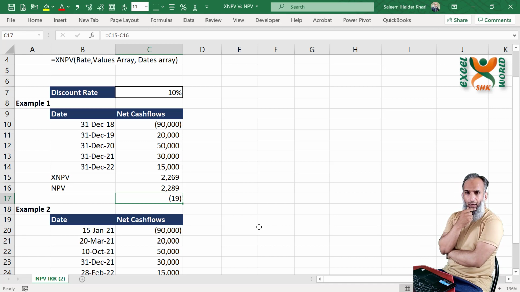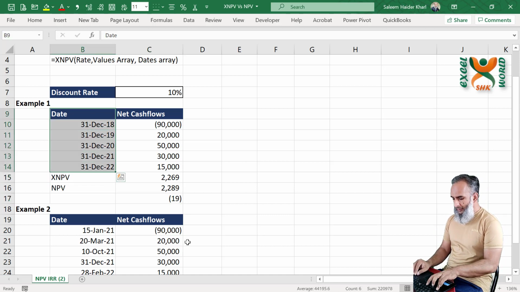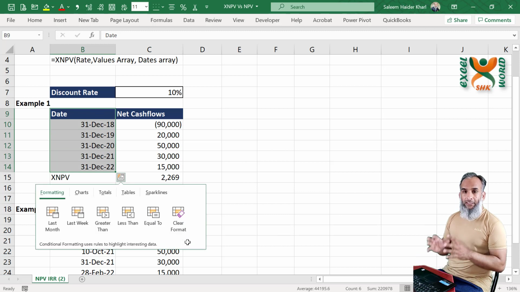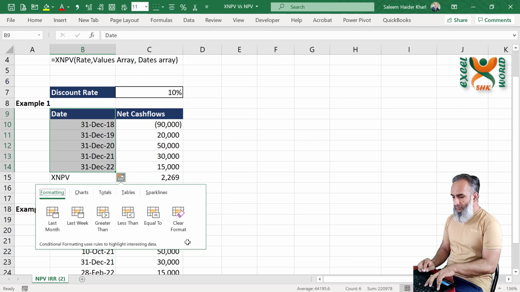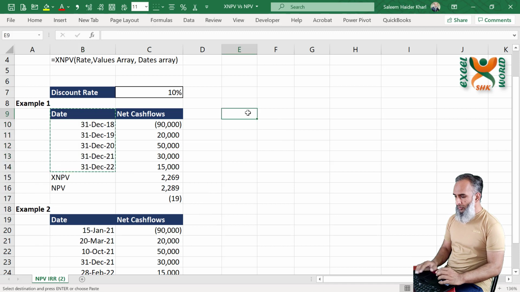Because the cash flows are occurring after equal periods, and for XNPV it's the same. But I know why it is happening. Let me demonstrate this for you. By doing this, you will see what is actually happening inside the XNPV formula. For this, we have to copy the dates to a new location.